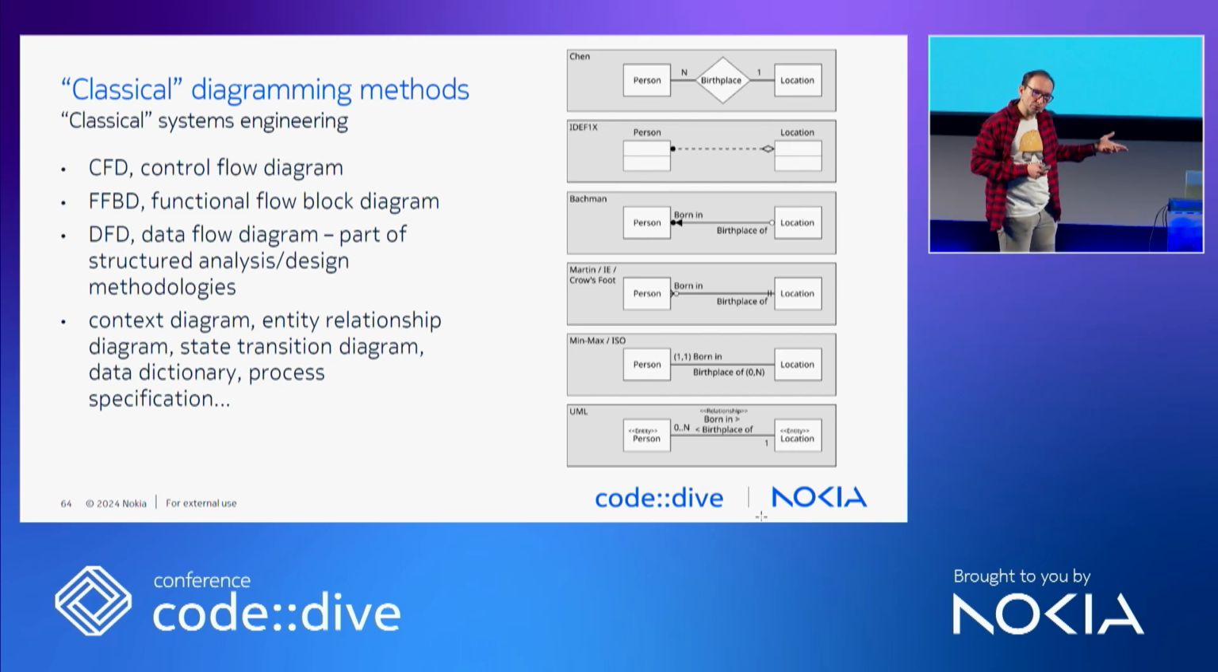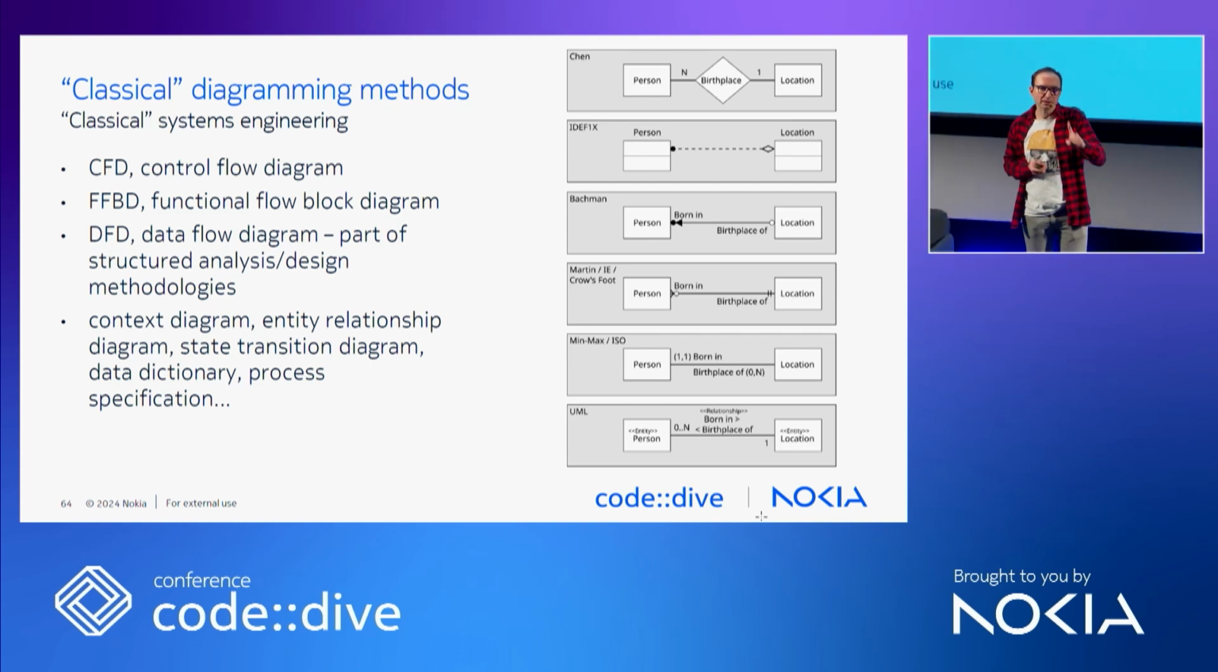Depending on your point of view, there were either a bunch of informal methods or a bunch of standards, but not a single standard, just a bunch of competing standards. There were other things like data dictionaries, process specifications, and again, this was not really standardized.